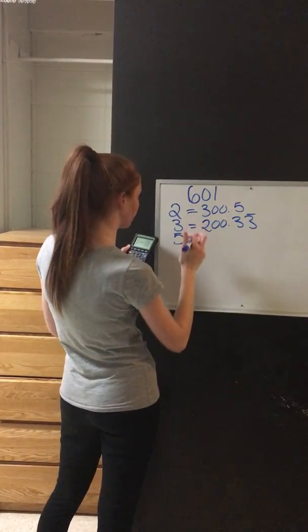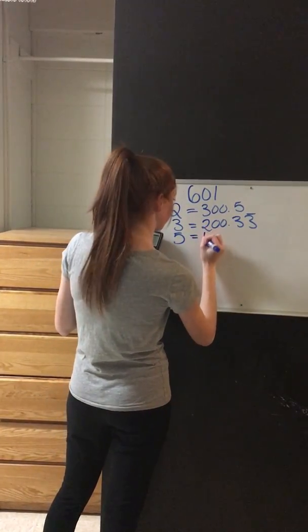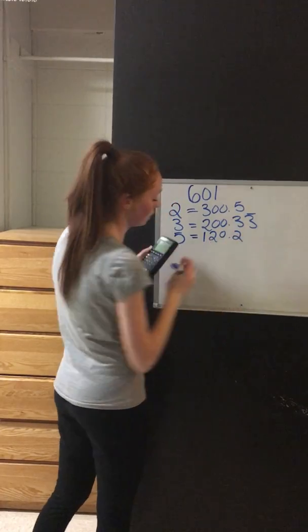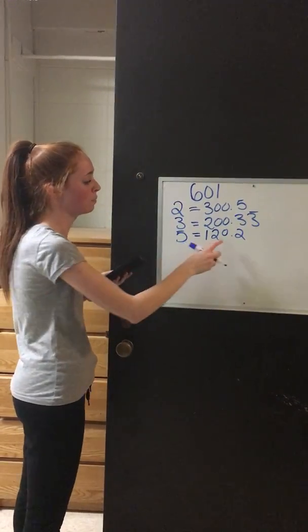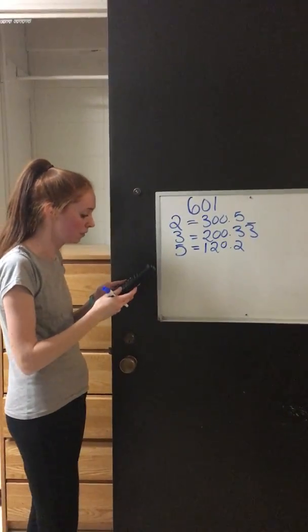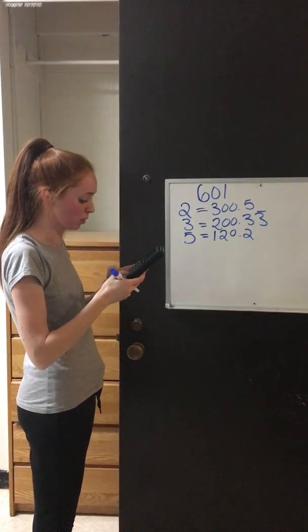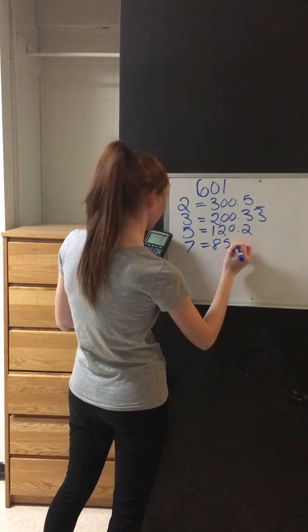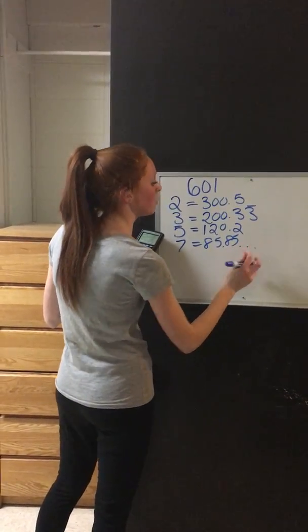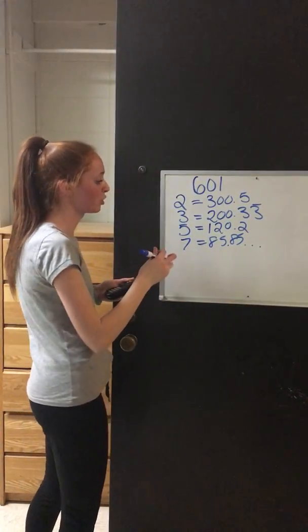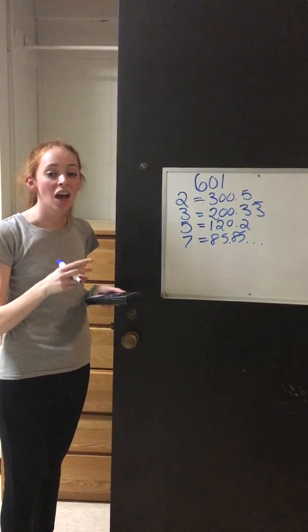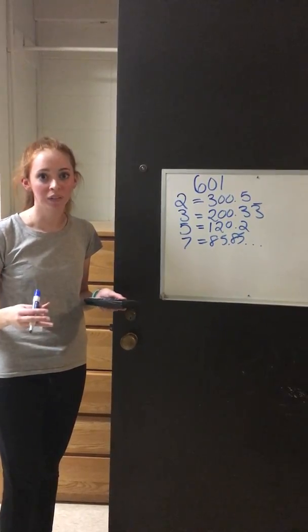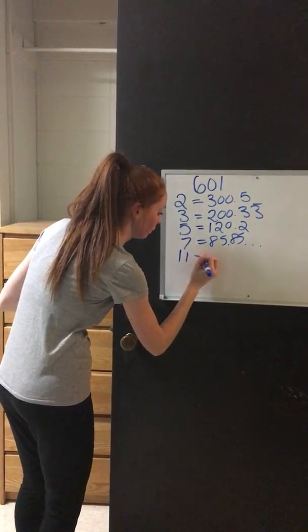So we divide 601 by 5, we get another decimal. So that means that this number is not divisible by 5. So we can actually move on to our next number, which is 7. We get another decimal. We're going to skip 8, 9, and 10 because they're all composite numbers. We're going to move on to 11.